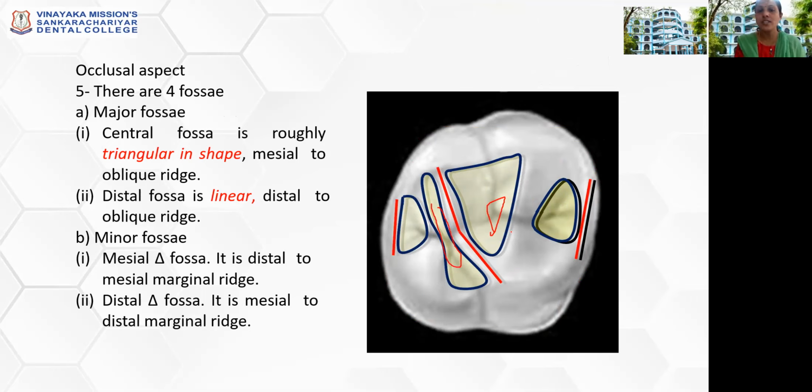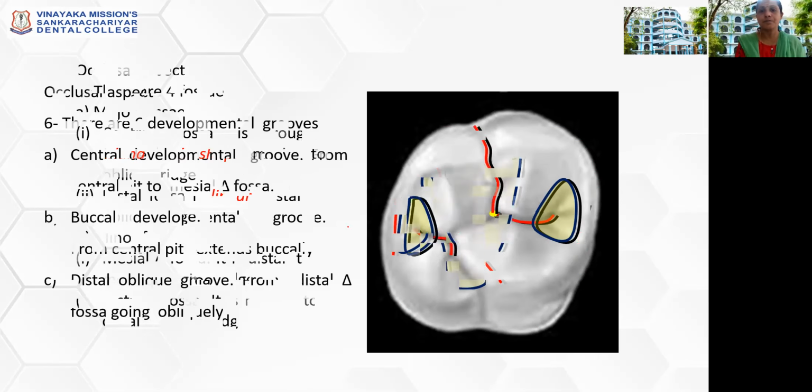Other two minor fossas include mesial triangular fossa and distal triangular fossa. Mesial triangular fossa is distal to the mesial marginal ridge, and distal triangular fossa is mesial to the distal marginal ridge. So there are four fossas: central fossa, distal fossa, mesial triangular fossa, and distal triangular fossa.